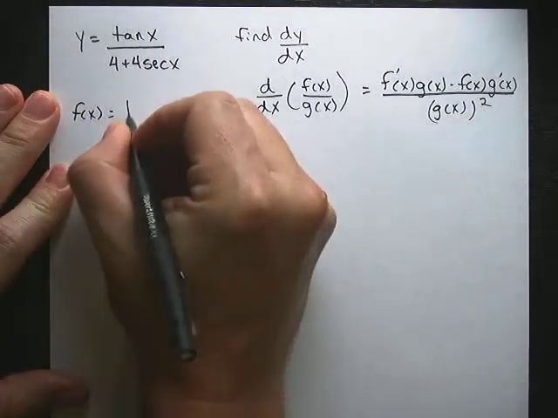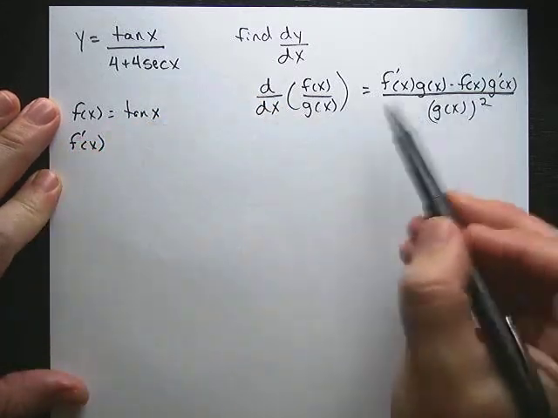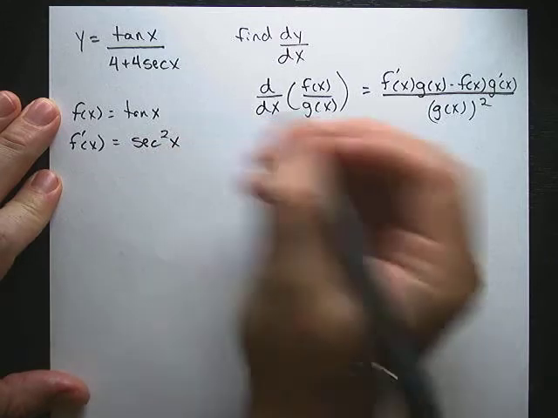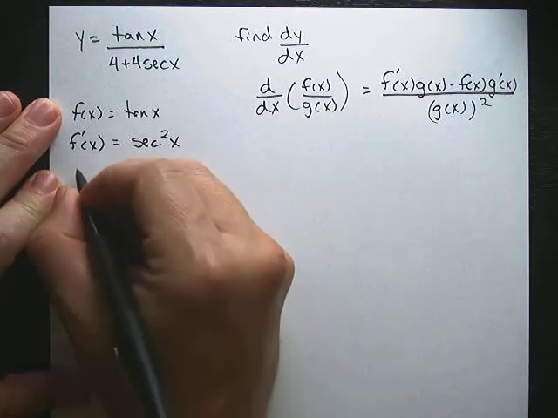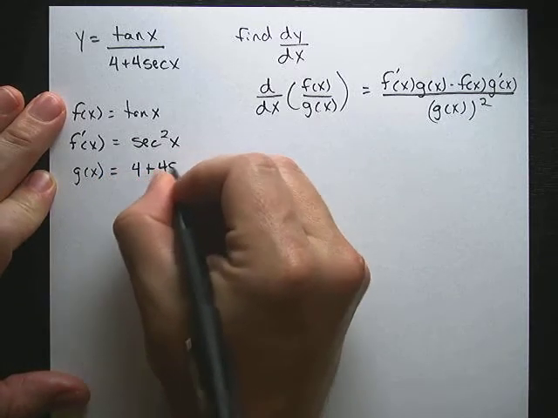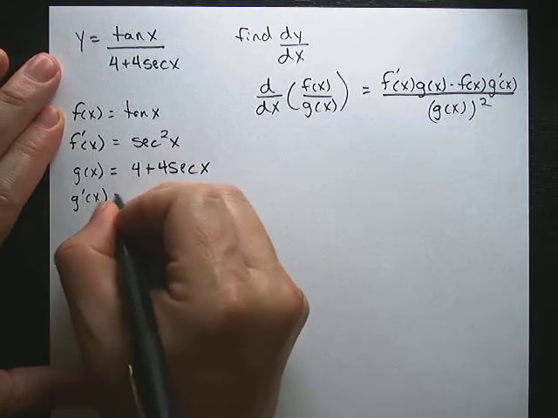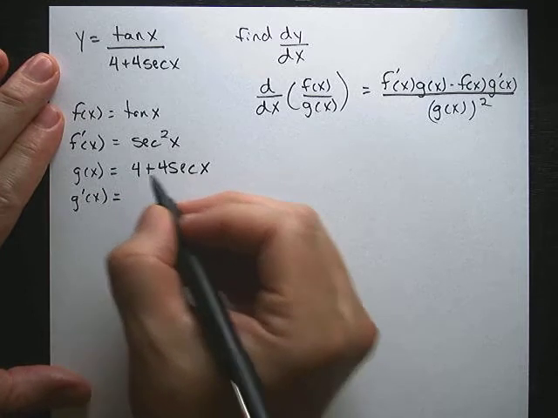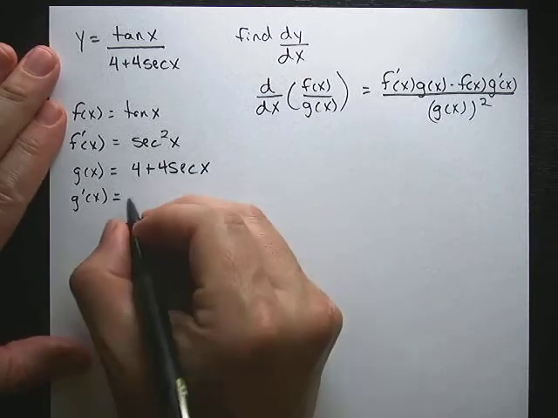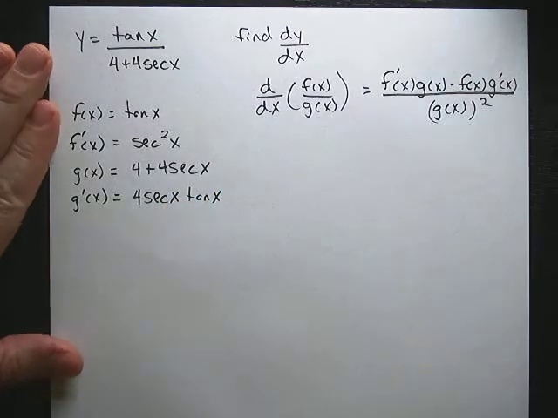Okay, so the first thing we probably want to look at is, if f of x is equal to tangent x, then what is f prime of x? Just so we can do some work before we start plugging in stuff. The derivative of tangent is secant squared x. Now we have g of x, which is the denominator, 4 plus 4 secant x, which means that g prime of x we can do term by term. The derivative of 4 is 0, so we don't need to write it. And the derivative of 4 secant x is 4 secant x tangent x.